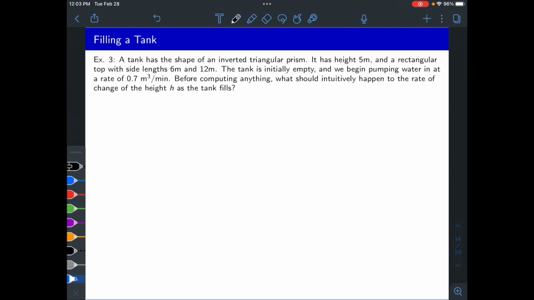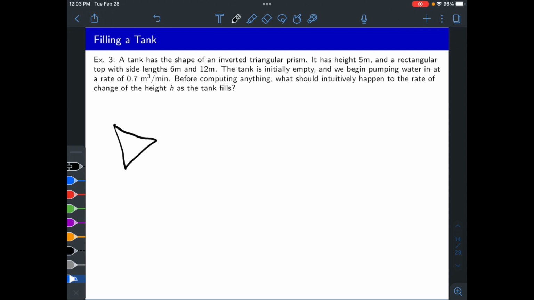All right, let's do another one. So this one I think is pretty challenging in terms of getting the equation that relates all the known quantities. So a tank has the shape of an inverted triangular prism. It has a height of 5 meters, a rectangular top with some side lengths, and then the tank is initially empty, and then we begin pumping water in at a rate of 0.7 cubic meters per minute. And then it asks us an initial question, but let's maybe get a picture going before we look at that.